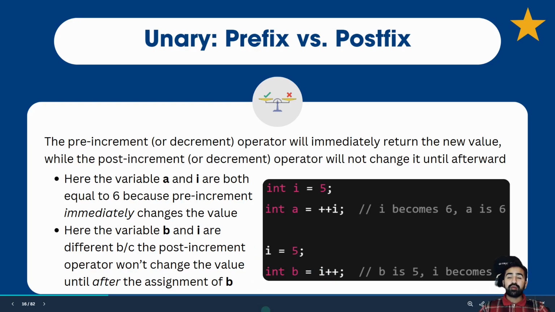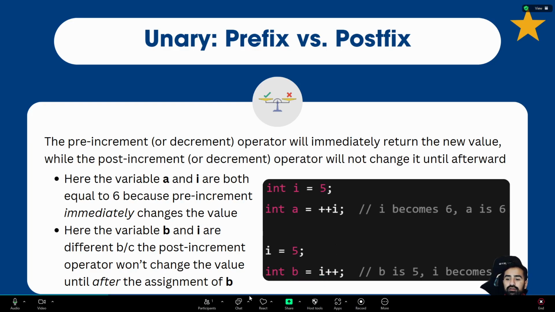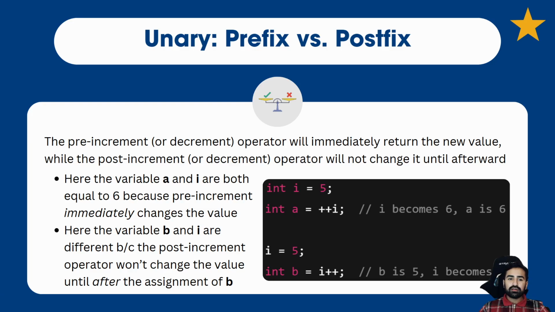So for example, if I did i plus plus, and then I did int b is equal to i, then b would be 6. So let me write that out. See if I can get my annotation tools. One second. So yeah, let's say I did i is equal to 5, and then I squeezed in here an i plus plus, and then I did int b is equal to just i, then b would be 6.